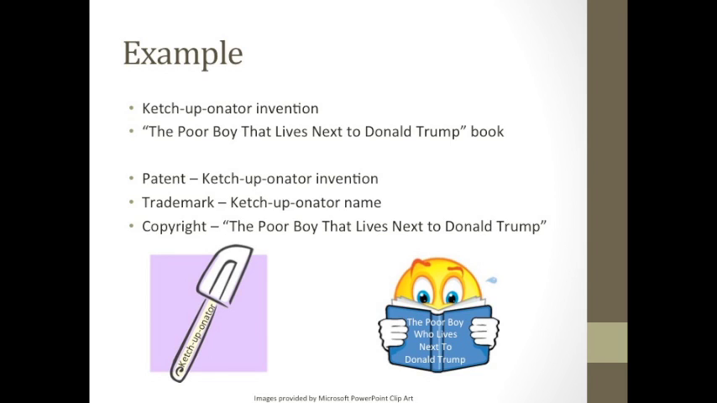The ketchup-onator becomes an overnight sensation, and eventually I write a book titled "The Poor Boy Who Lives Next to Donald Trump," on how I went from a kid who grew up in foster homes to living next door to Donald Trump. So, using our three categories of intellectual property protection, the invention is protected through a patent, the name, ketchup-onator, is protected under trademark protection, and the book is protected under copyright protection.